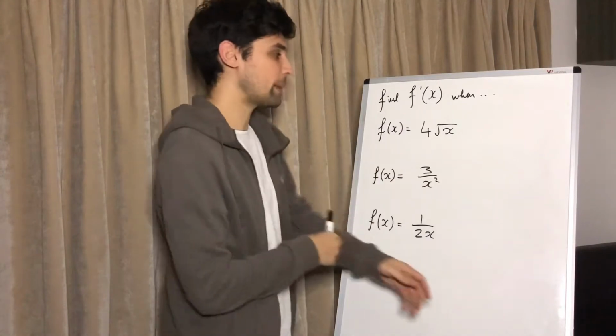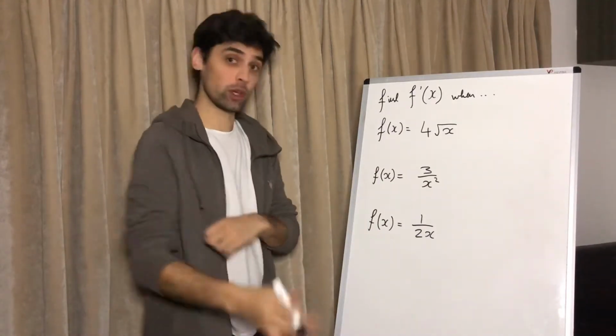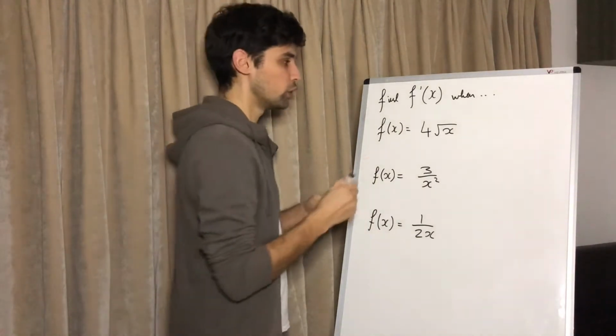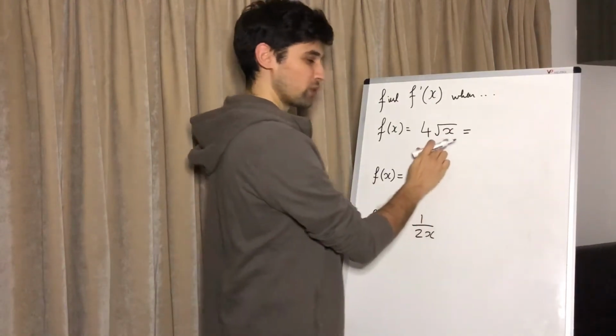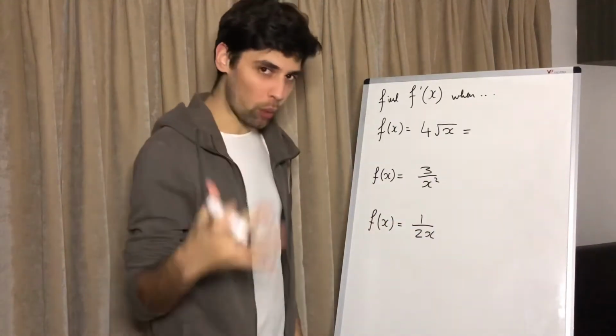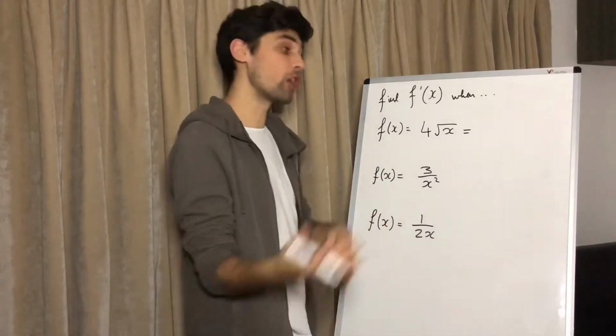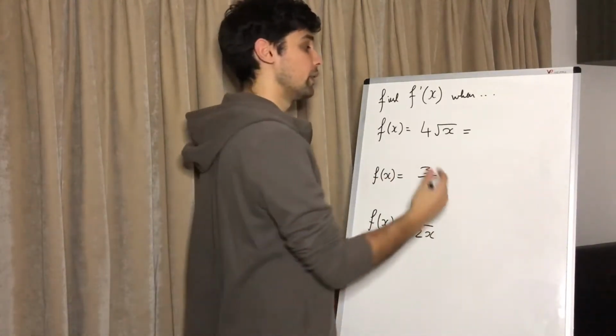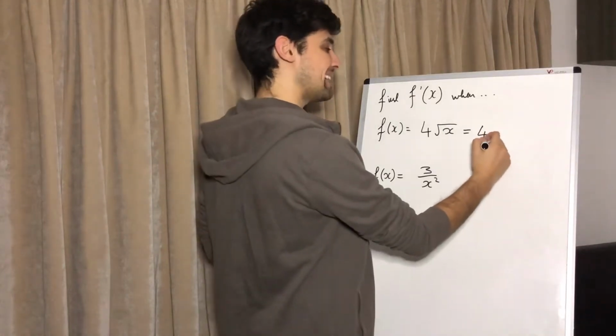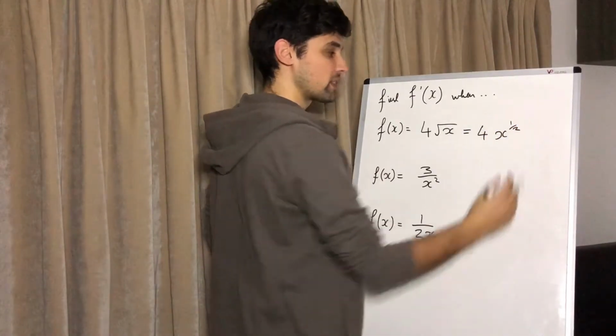So before we even attempt to differentiate this, we're going to need to rewrite it. We're going to make it look nicer. So we don't like roots when we're differentiating. But what power gives us a square root? And that is power of a half. We should know from indices from, well, GCSE, that power of a half is square root. So that is the same as 4x to the half.